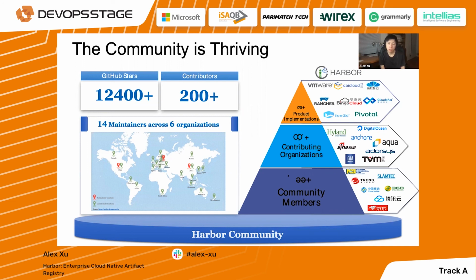We're at 12.8K stars actually on GitHub, and more than 200 contributors. And you can see that a lot of companies have been using Harbor for a long time, and they have some strategic partnerships with us, lots of service providers and commercial products built on top of Harbor. So the community is doing really strong.